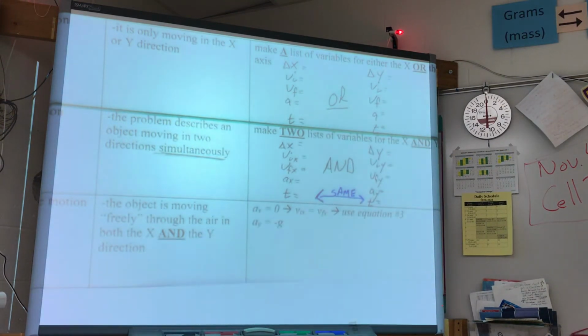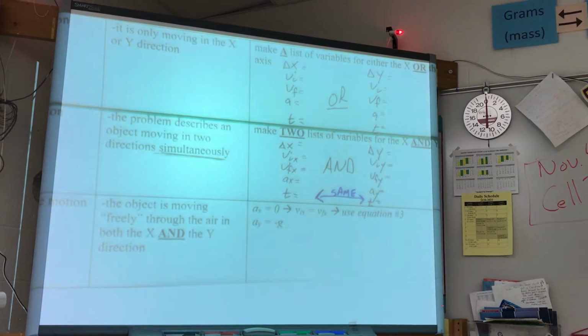And you say, that seems kind of familiar, right? Because right here, it says the object is moving at constant velocity, and if that's the case, my acceleration is equal to 0, which means my vi is equal to my vf, and then it says use equation number 3. Now some of you say, why equation number 3? Here's why. Here's equation number 3. Delta x is equal to vix. Notice how I added the subscript x to it.